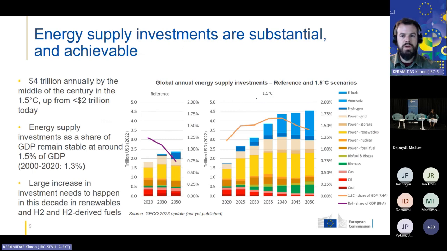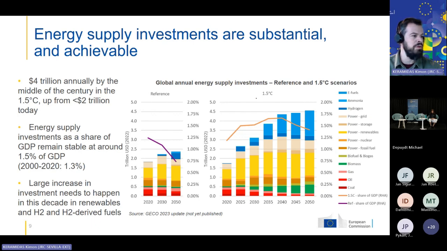So next, what we have done is to see how we can achieve that more concretely. And we have zoomed in on energy-related investments. These are substantial, however, we find that they're achievable if we consider the size of the overall global economy.